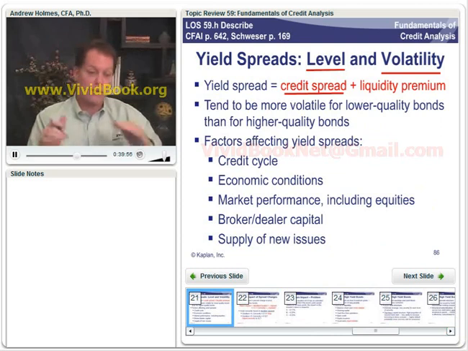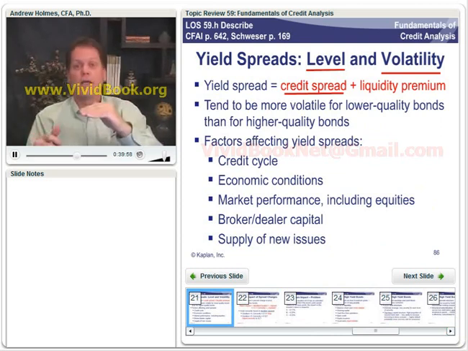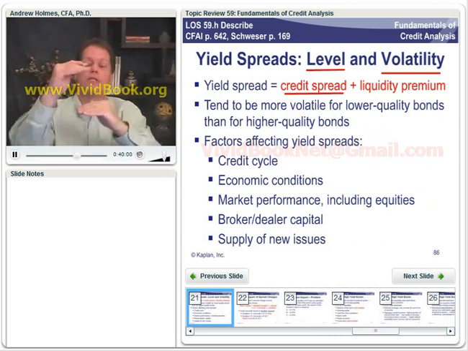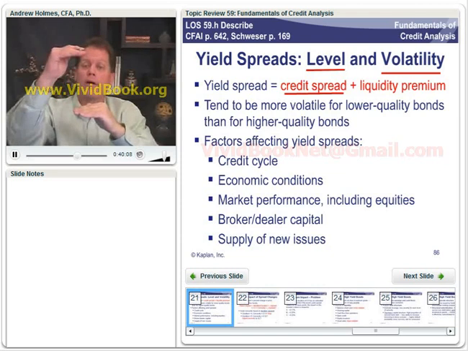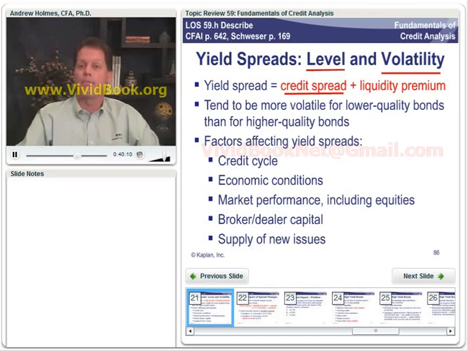If we're looking at a spread relative to treasuries, what's the credit risk associated with this firm? It's up here. But also, liquidity is going to come into play. Smaller issues are usually less liquid, but you're going to have a greater spread. So we're looking at both the level here and the volatility.